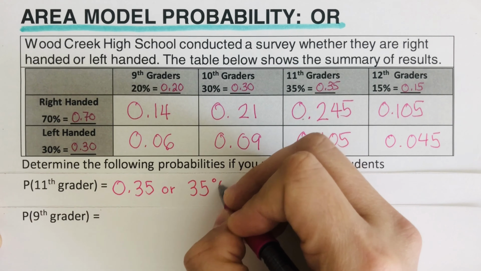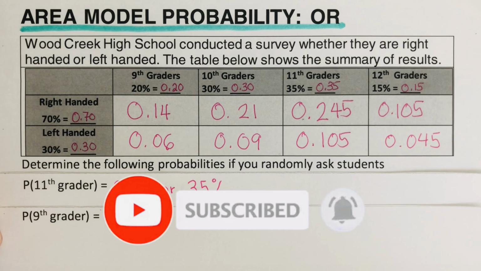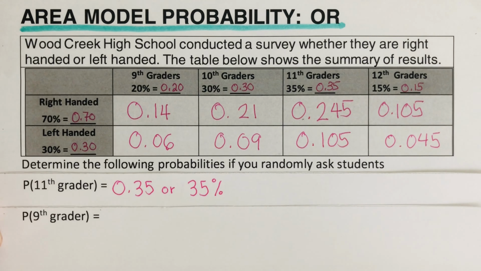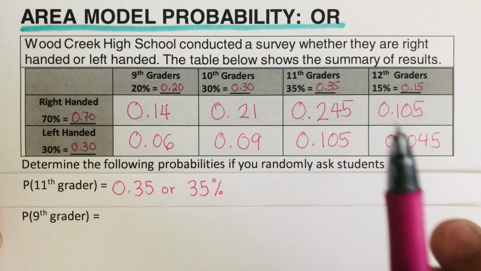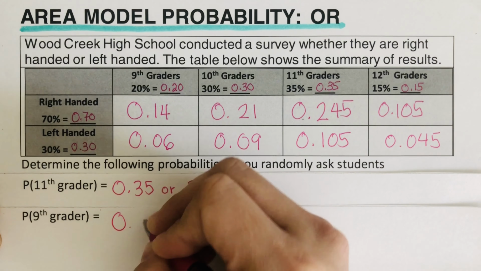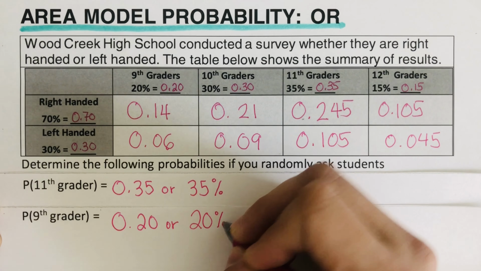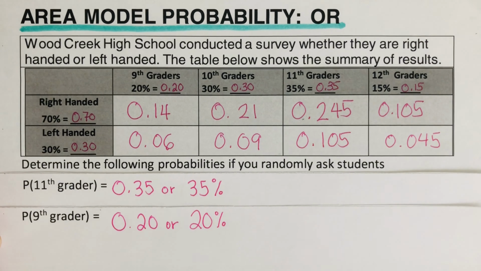What does this number mean? If I go to the school and ask random students from this Wood Creek High School, 35% of the time I would be able to ask an 11th grader. What about the 9th grader? What have you thought? Good. 9th grader would be 0.20, or 20% of the time you'd be able to ask a 9th grader. Now let's take another example.